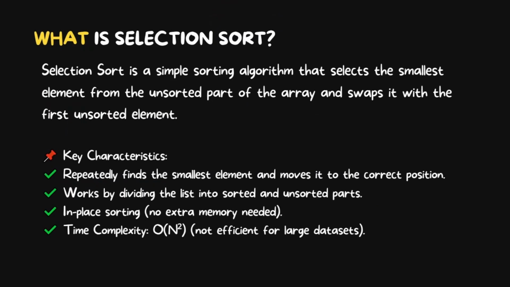Before we dive into the implementation, let's first understand what selection sort is and how it works. Selection sort is a simple sorting algorithm that works by repeatedly finding the smallest element from the unsorted part and swapping it with the first unsorted element. It divides the list into two parts: the sorted part at the beginning, and the unsorted part, the rest of the list. It always selects the smallest element from the remaining unsorted portion. It works in place, meaning it does not require extra memory. Time complexity is order of n square, not efficient for larger datasets.